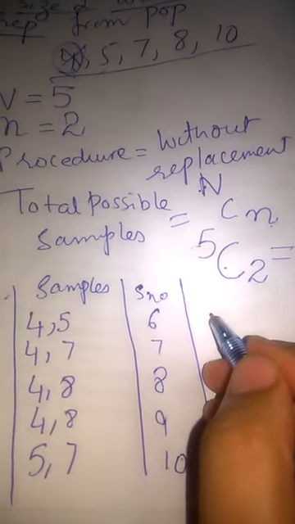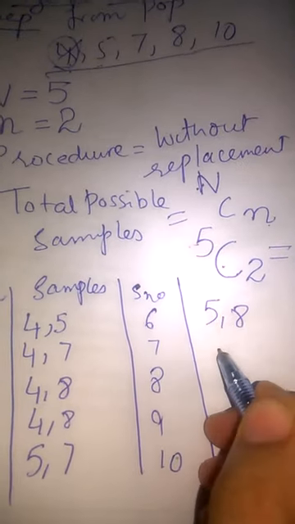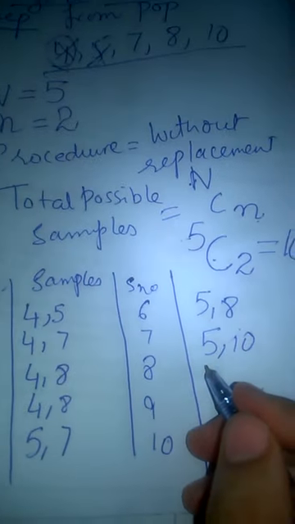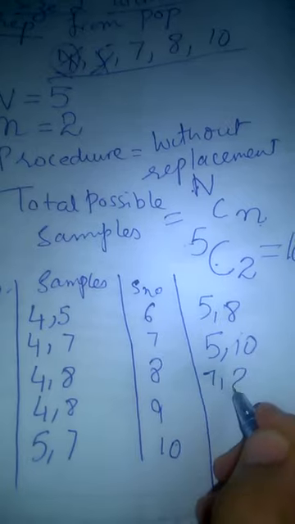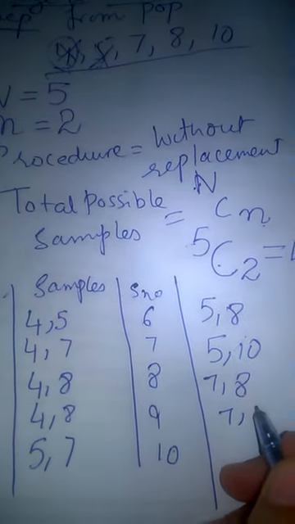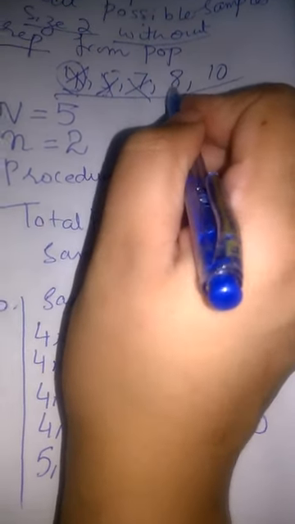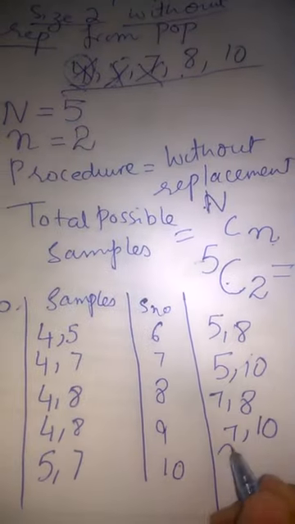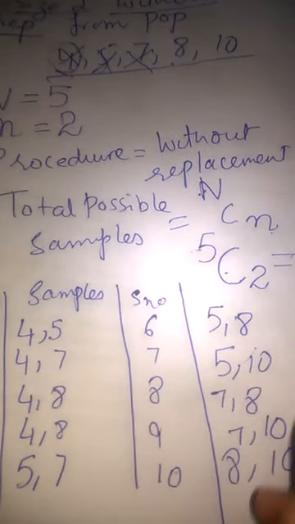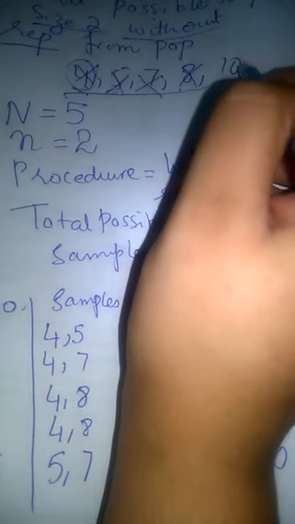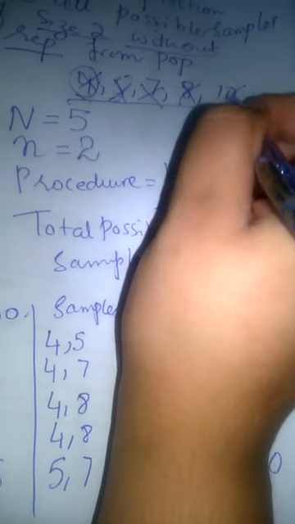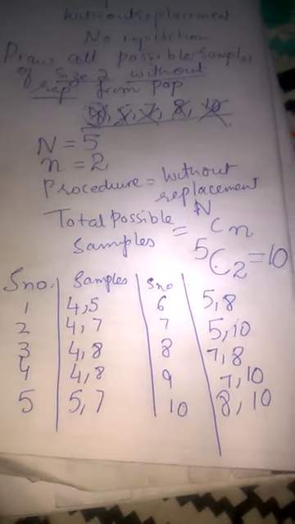then 5 with 8 and 5 with 10. Now 5 is discarded out, it is thrown out of the population. Now you go to 7. 7 can come with 8 and 7 can come with 10. Now 7 is also discarded. Now the next turn is of 8. 8 can come with only 10. 8 is thrown out and then 10 is left alone. It cannot come with anything else, so it is also discarded. You will have 10 samples without replacement in this case.